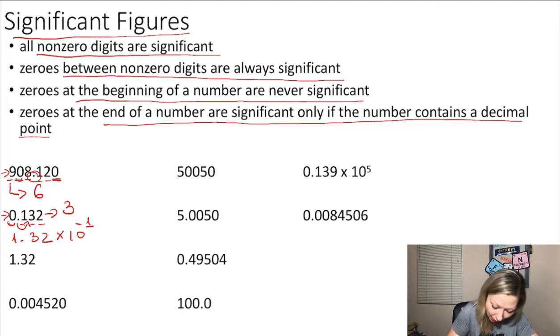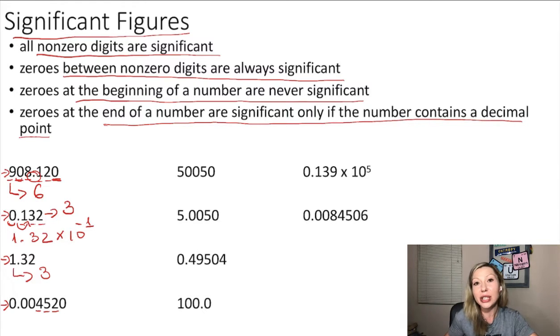Okay, what's up with my next example? 1.32. How many significant figures do I have? Well, three, because all digits are non-zero digits. So this is simple, three. Okay, next example. My 4, 5, and 2 are definitely significant because those are non-zero. What's up with my last zero right here? Is it significant? Yes, it is indeed, because I have a decimal point right there.